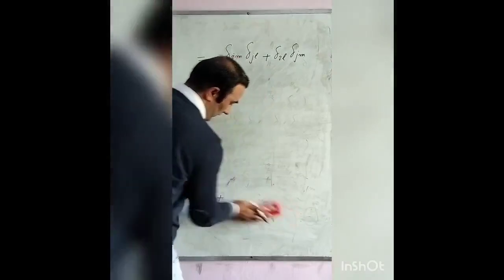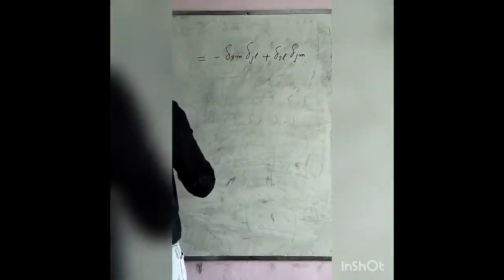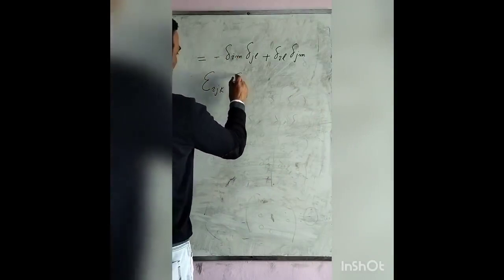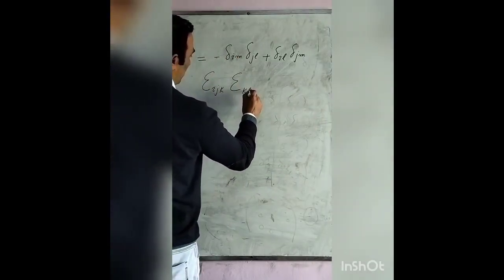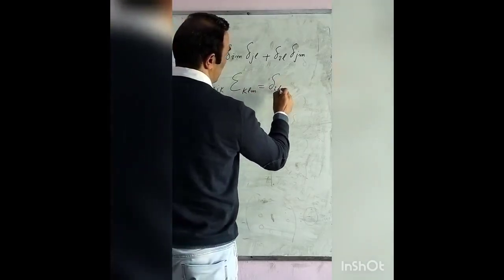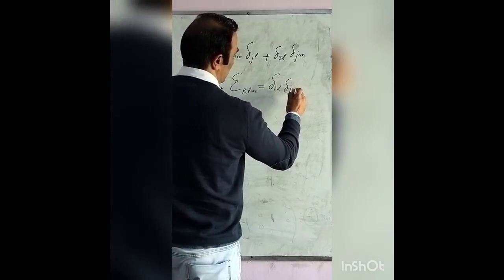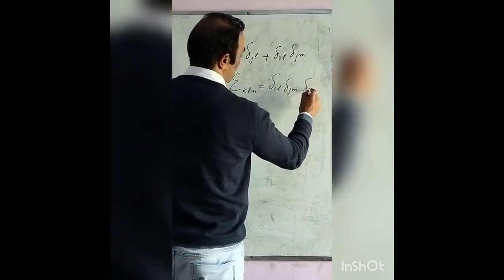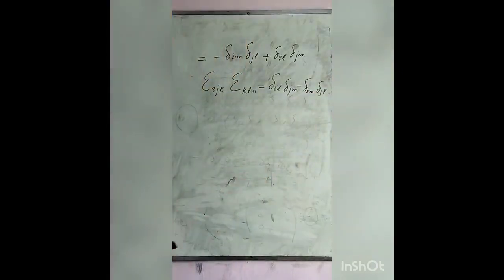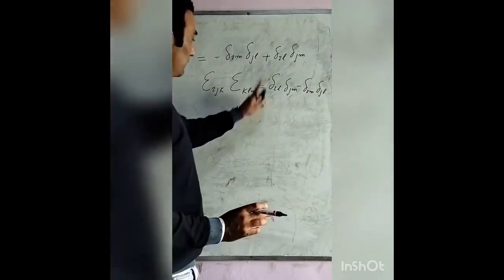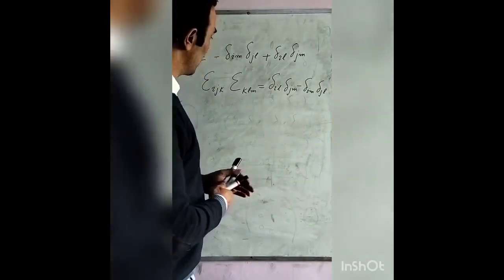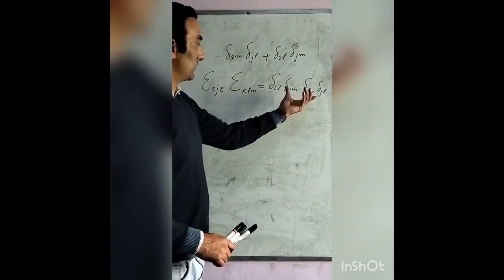We will discuss that in our course: if we have epsilon ijk epsilon klm, I can write this as delta il delta jm minus delta im delta jl. So in general, you can write that this product is equal to the determinant of these Kronecker deltas, or you can write it as the difference of these terms.